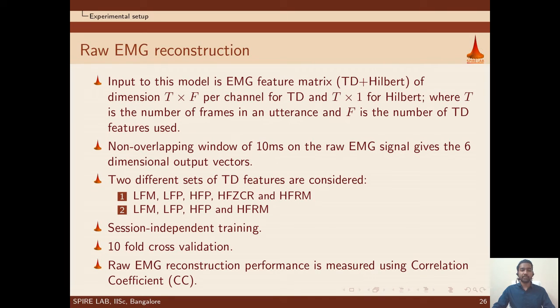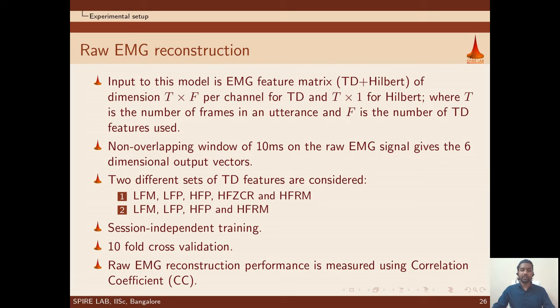Now coming to the Raw EMG reconstruction experimental setup. The input to this model is the EMG feature matrix TD plus Hilbert, where T cross F is the matrix for the TD feature and T cross 1 is for the Hilbert feature, where T is the number of frames in an utterance and F is the number of TD features used. Non-overlapping windows of 10 milliseconds on the raw EMG signal give us the 6-dimensional output vectors to this model.